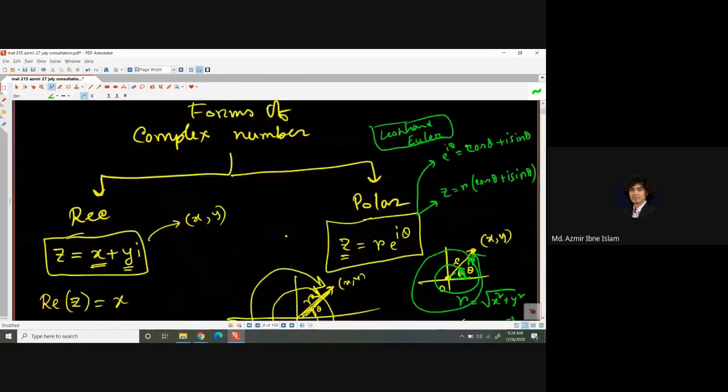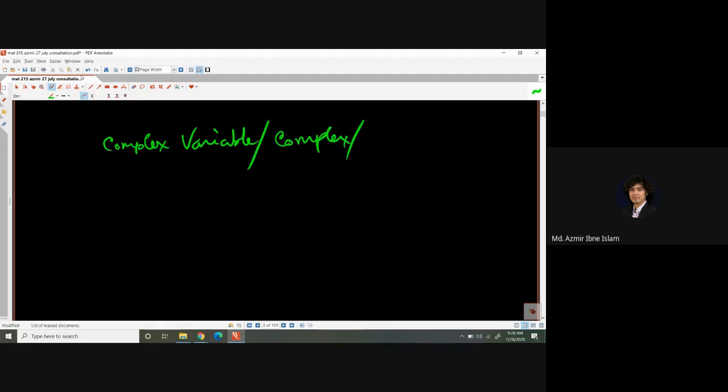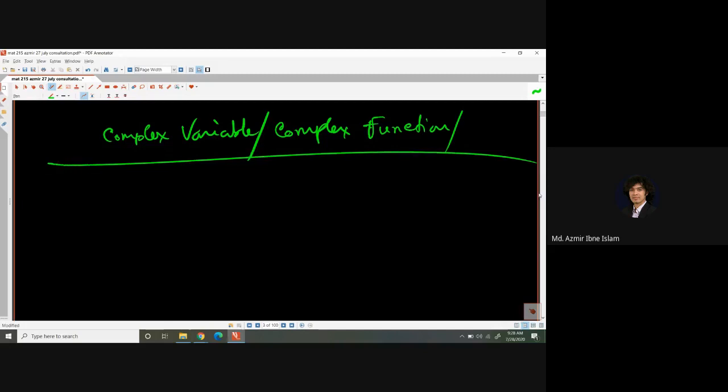And remember, week 1 and week 2 contents will be the syllabus for your upcoming quiz. So we are starting from complex valued function, or you can say complex variable, complex function, or complex valued function.